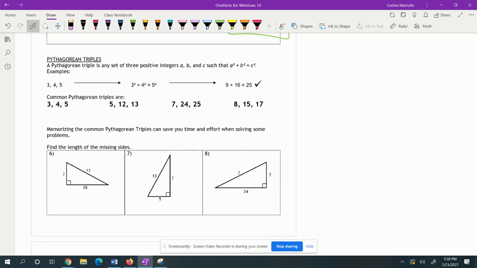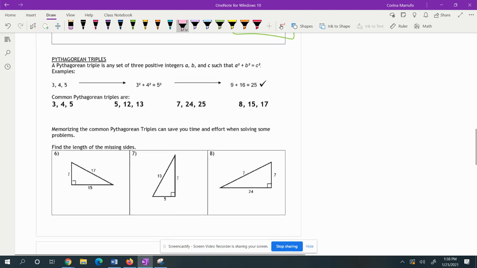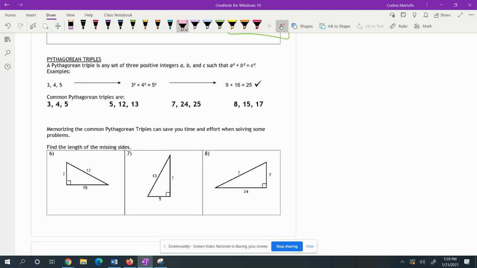Pythagorean triple. A Pythagorean triple is any set of three positive integers, a, b, and c, such that a squared plus b squared equals c squared. So pretty much you get whole numbers. It works perfectly. For example, here we have 3, 4, 5. This is a Pythagorean triple because 3 squared plus 4 squared gives you 5 squared. 3 squared gives you 9, 16 is 4 squared, and 25 is 5 squared. So 9 plus 16 gives you 25. It means it works perfectly. These are some examples of Pythagorean triples.